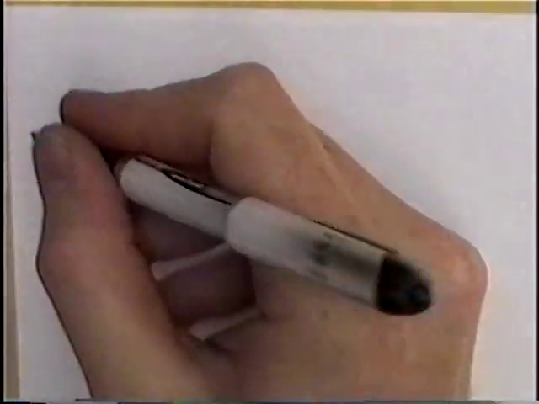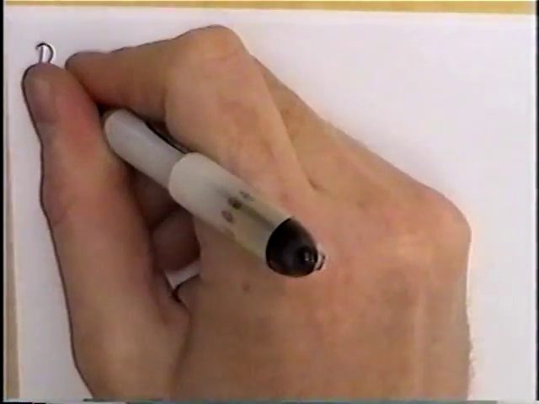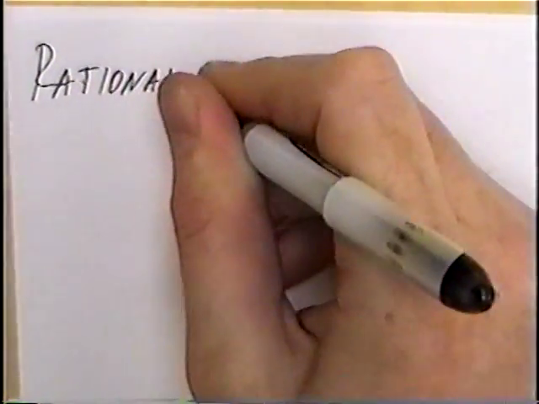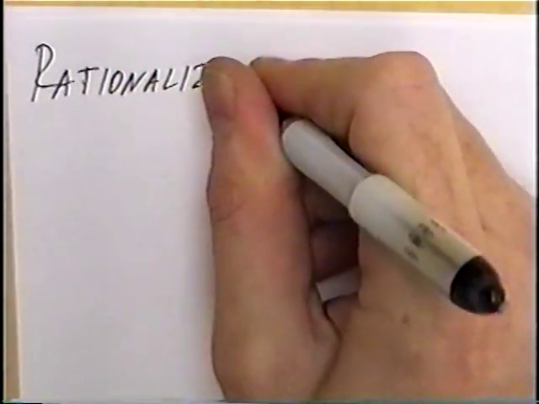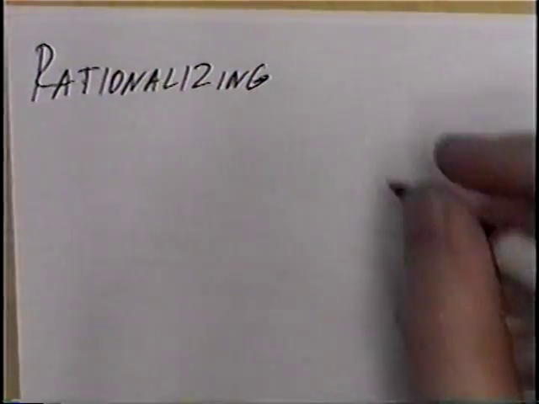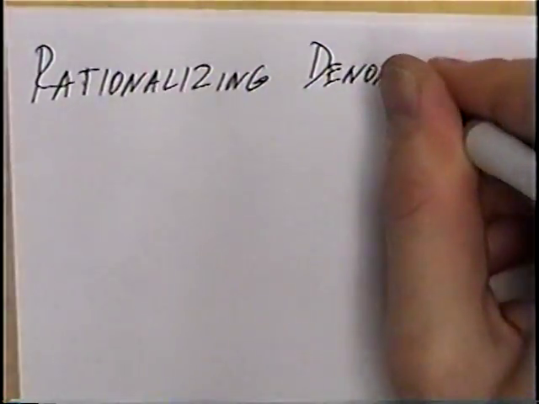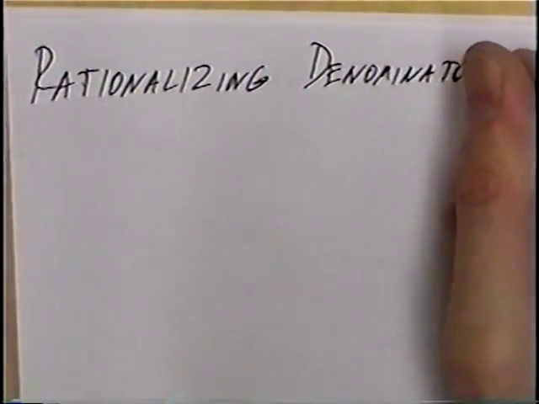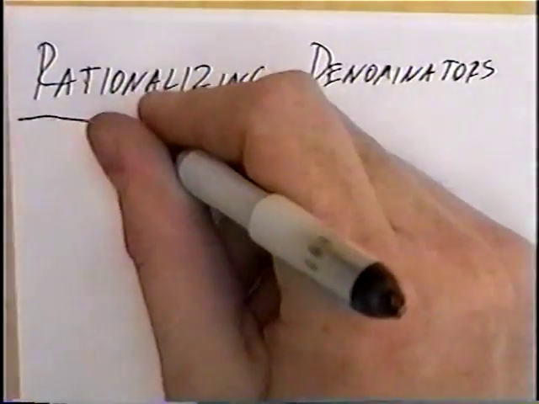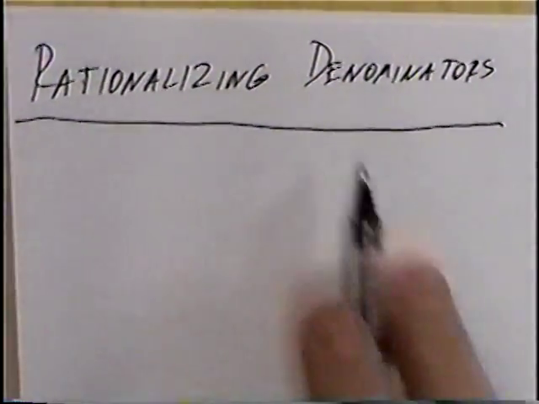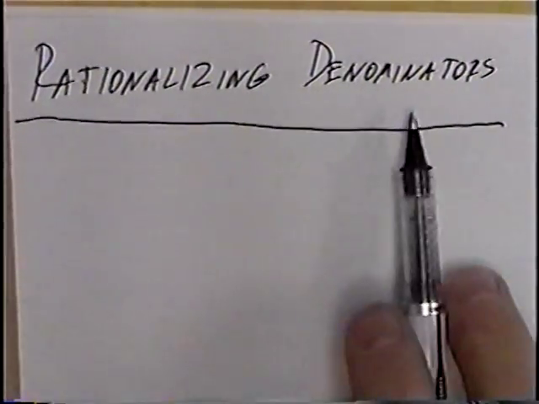Title of the next section is Rationalizing Denominators. In this section we'll rationalize denominators, which means we'll get rid of the square roots that are in the denominator or bottom of the fraction.